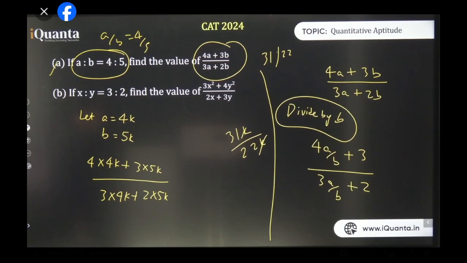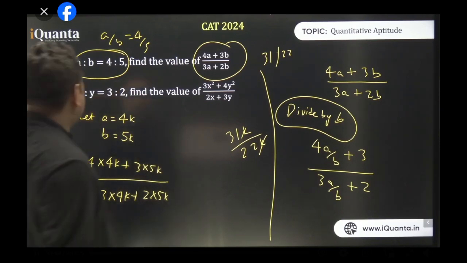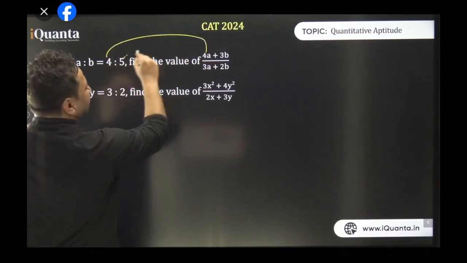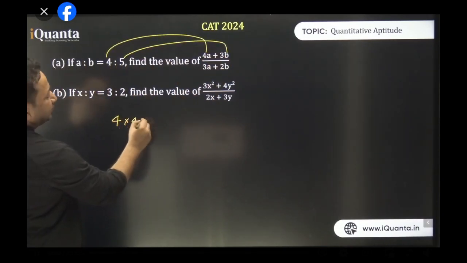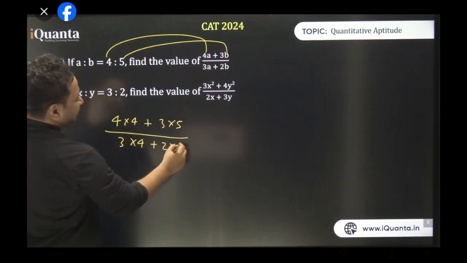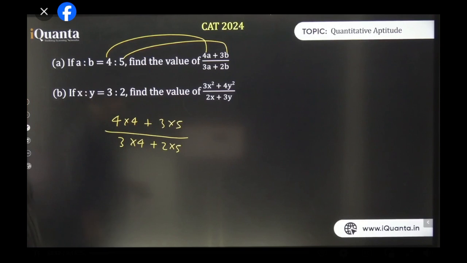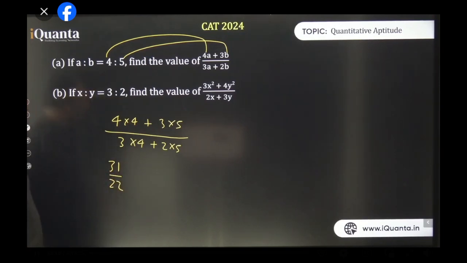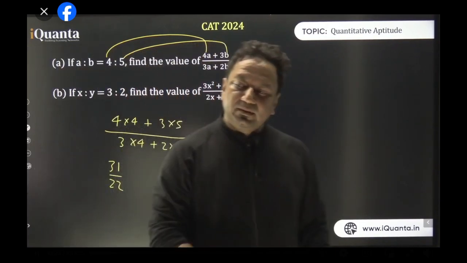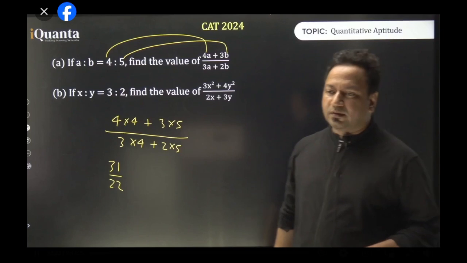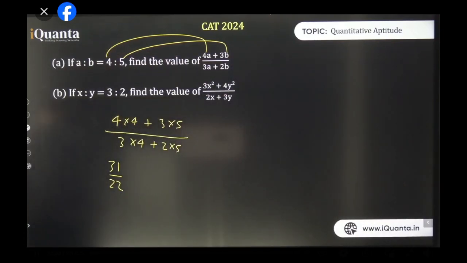Tushar, very good. There are two ways. And there's one more way. What is that? Let's put A as 4 and B as 5. So 4 into 4 plus 3 into 5 upon 3 into 4 plus 2 into 5. How many of you did it this way? 31 by 22. How many of you did it this way? Share did it this way. Great. Shinchan, very good.